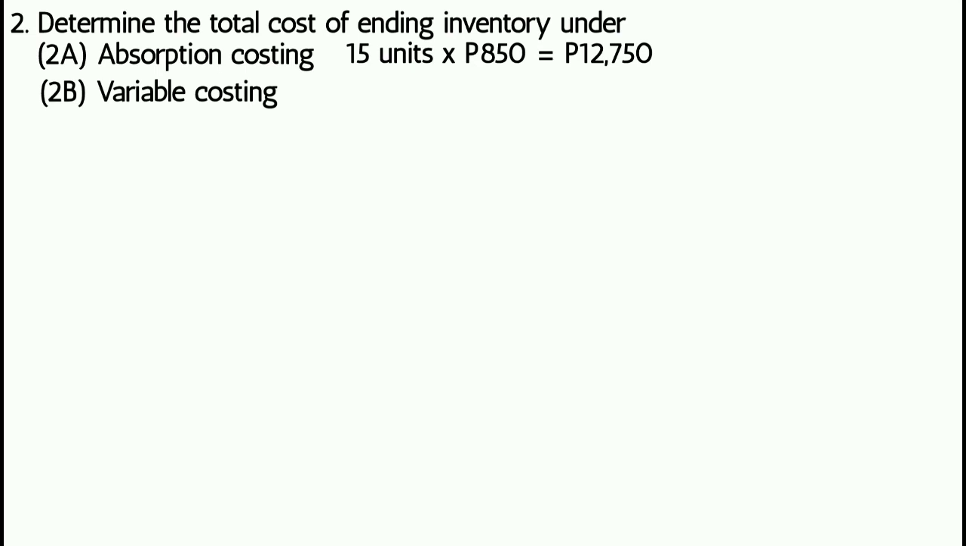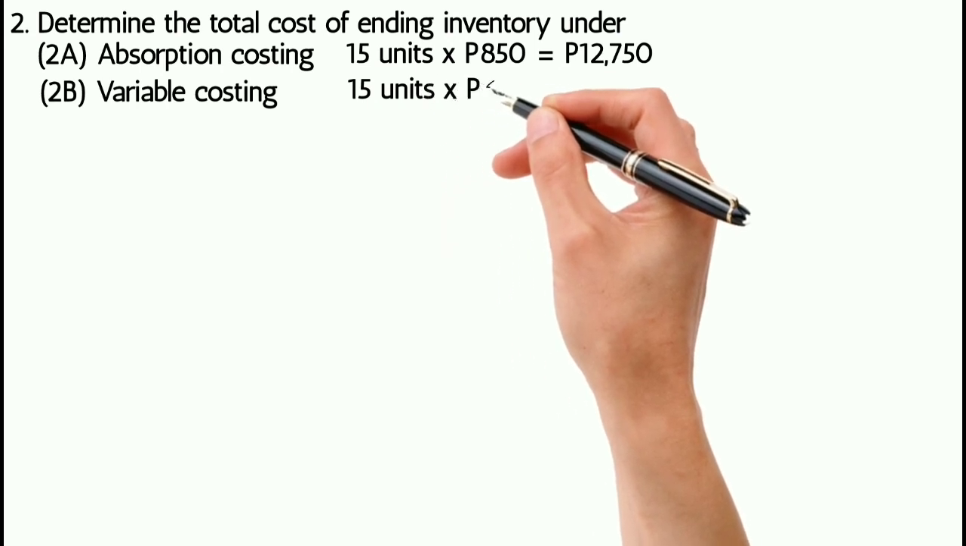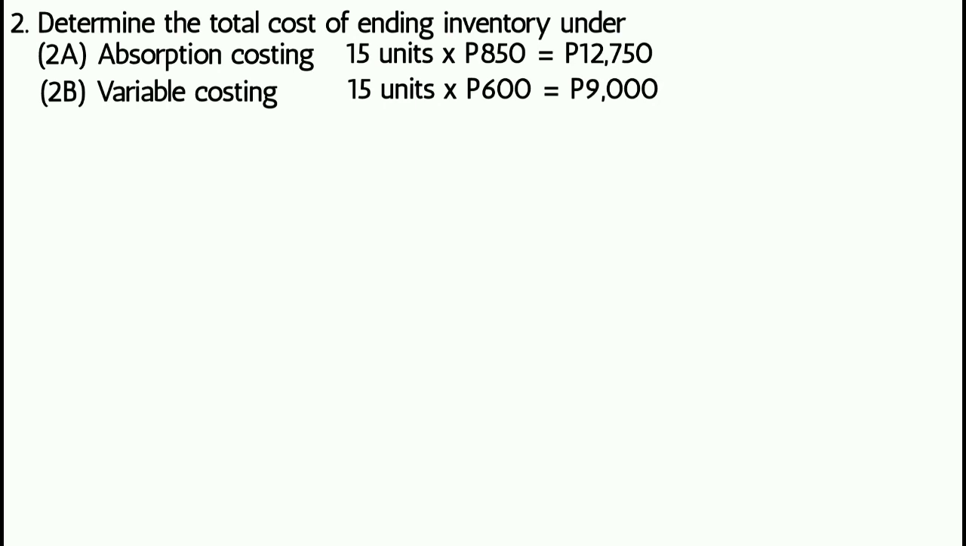Next, total cost of ending inventory under variable costing. Ilan yung ending inventory? 15 units. Imumultiply natin yan sa inventory cost per unit under variable costing na 600 pesos. 15 units times 600 pesos, that is equal to 9,000 pesos. And that is the total cost of ending inventory under the variable costing.